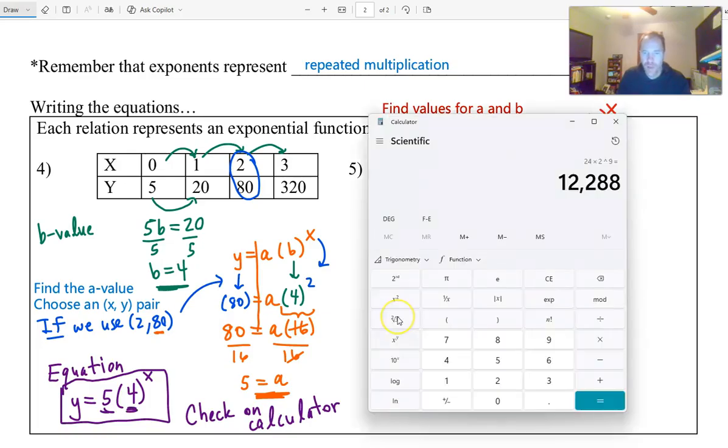So if I start with 5 times 4 to the power of 0, I should get the y value of 5. Boom, got it. If I do 5 times 4 to the power of 1, if I use an x value of 1, I should get a y value of 20. Boom. 5 times 4 to the power of 2 should give me an 80. Got it. And then 5 times 4 to the power of 3 should give me 320. Oh, got it. So I really like that equation. y equals 5 times 4 to the power of x.